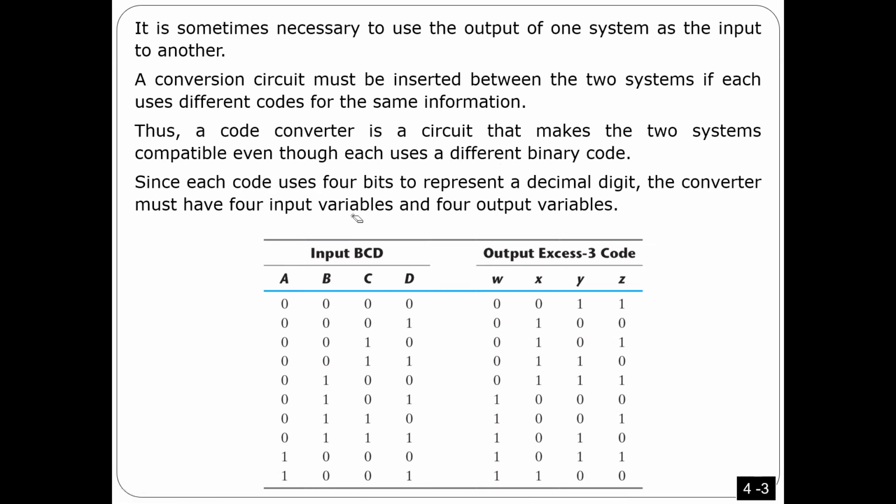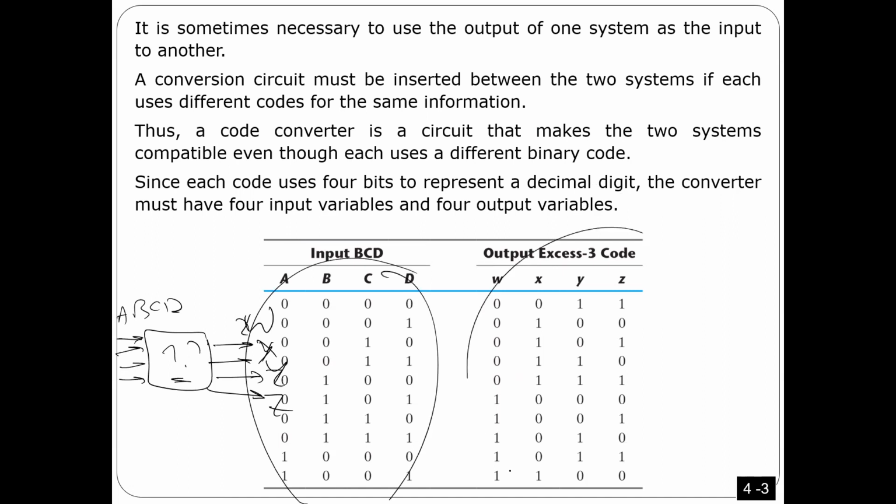You can redesign it. Anyway, let's focus on this. This is the truth table I have. I have 4 inputs and 4 outputs. So now I have a circuit. This circuit has 4 inputs. I'm going to call them A, B, C, D. And it should have 4 outputs. I'm going to call them W, X, Y, Z. Is that okay? Now I want to design the circuit so that for each input here, I'm going to get this output here. Is that okay?